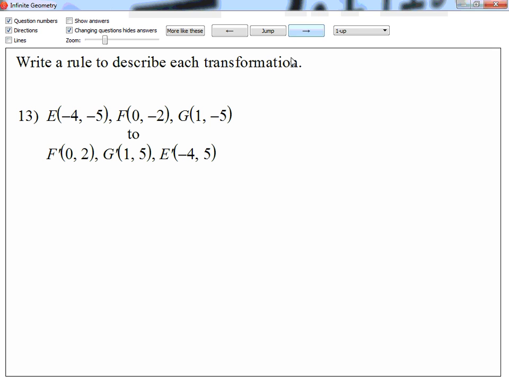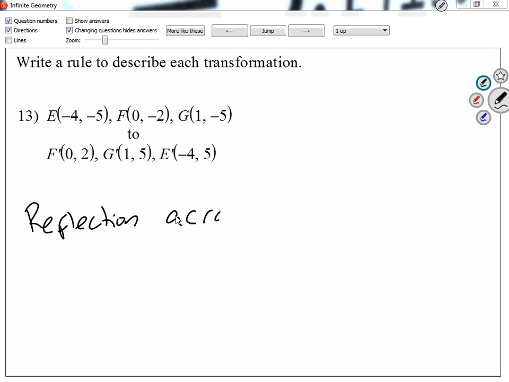Lastly, let me take a look at number 13. It says write a rule to describe each transformation. I'm pretty sure we're dealing with reflections today, so this is going to be reflection across something. Let me compare my e's. Which is a number that I'm not messing with? The x is the same. So that means my reflection will be y equals something. And you notice the x values are the same, so we're not messing with the x. We're messing with the y.